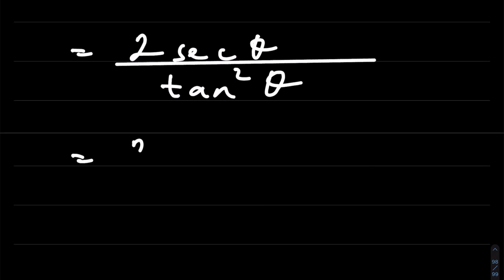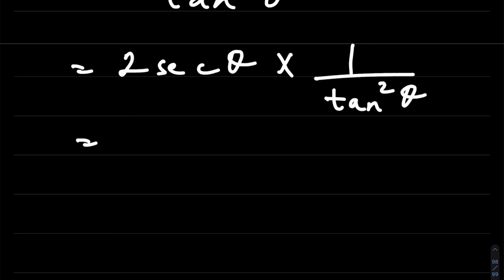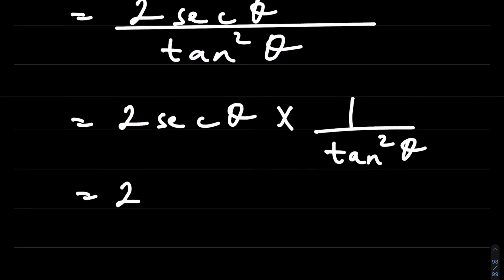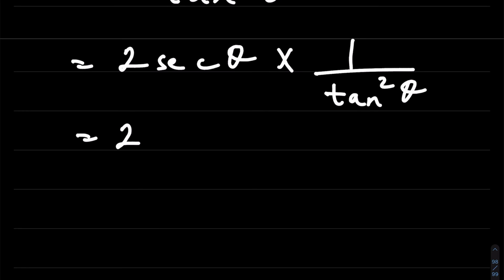Now, this simply means 2. What are we showing that it is equal to? We are showing that it is equal to 2 cos theta cosec squared theta. This is the same as 2 sec theta times 1 over tan squared theta. I think I can go this way. I'm still on the right track. I know that sec theta is 1 over cos theta.